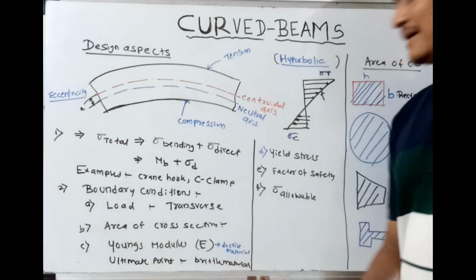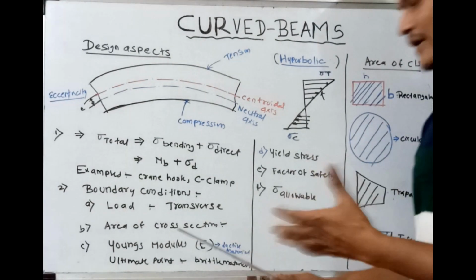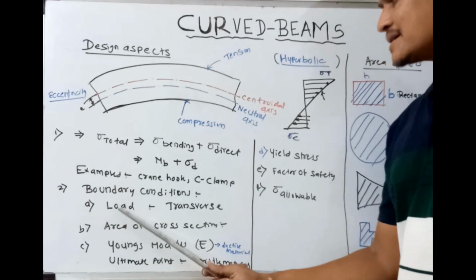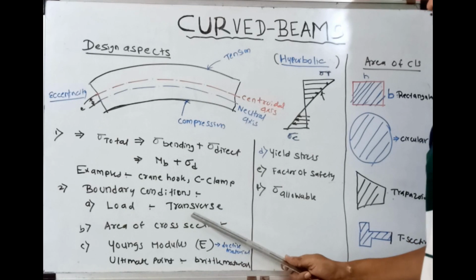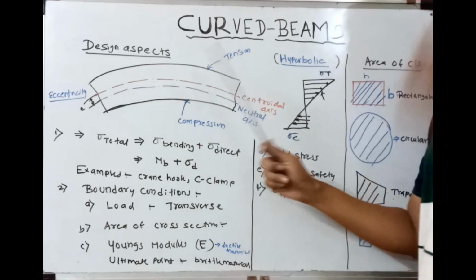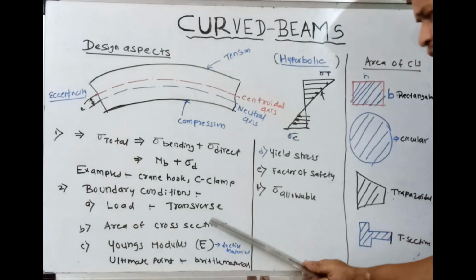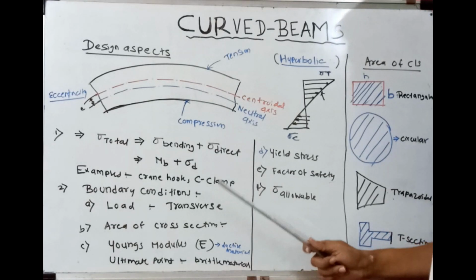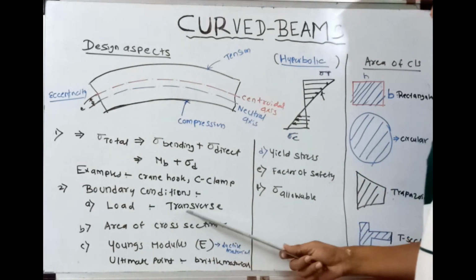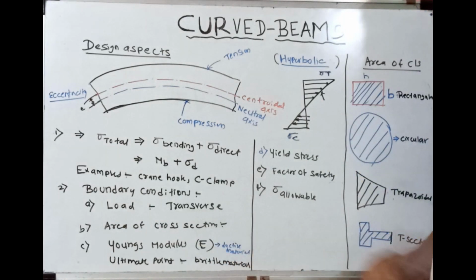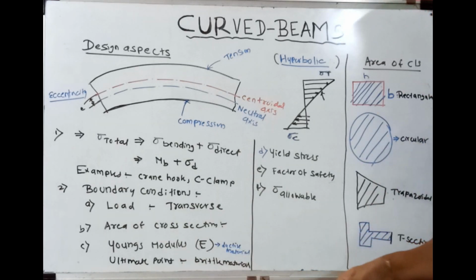For the second design aspect, when we consider the boundary conditions, the first boundary condition is the type of load, and the load acting on a curved beam is always a transverse load. This is one of the objective type questions that comes in competitive exams. It asks what type of load is acting on a curved beam. It is always a transverse load. There is no other load acting there.